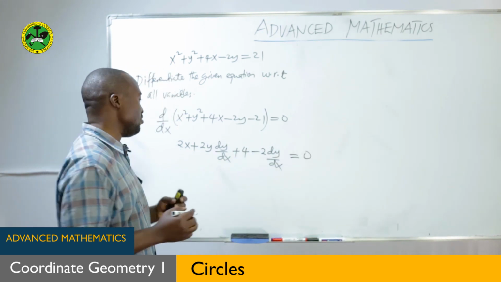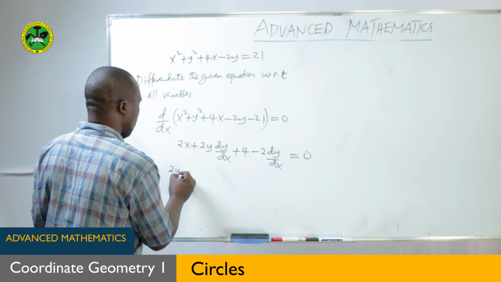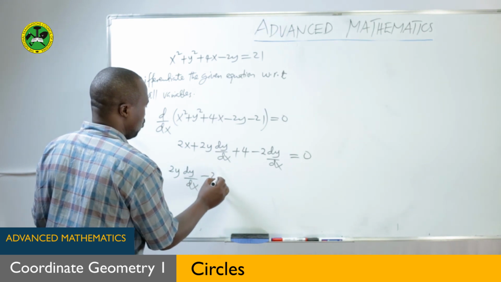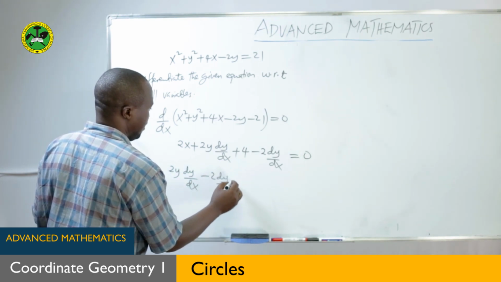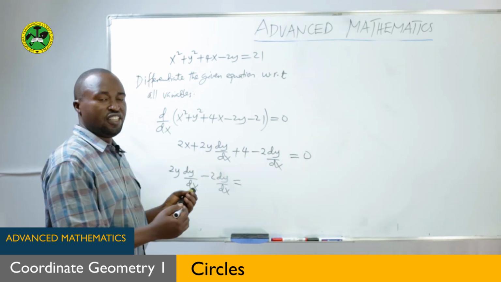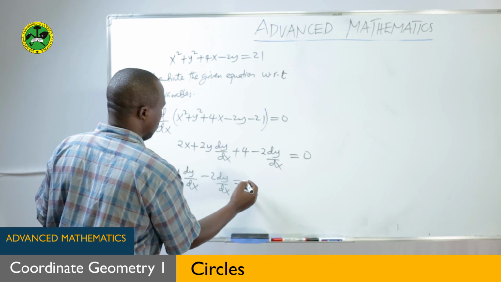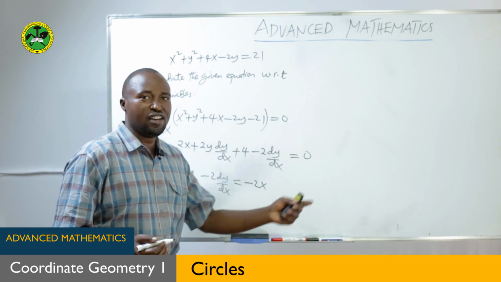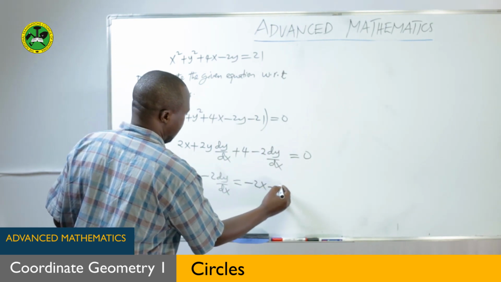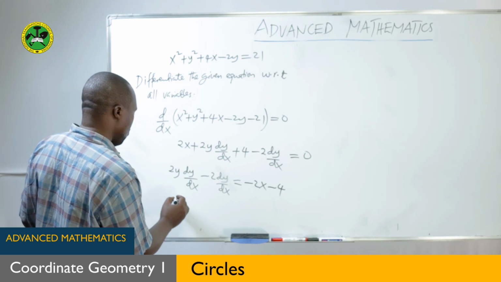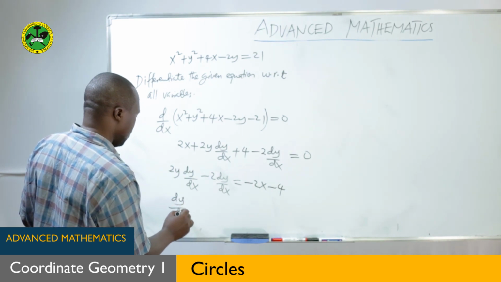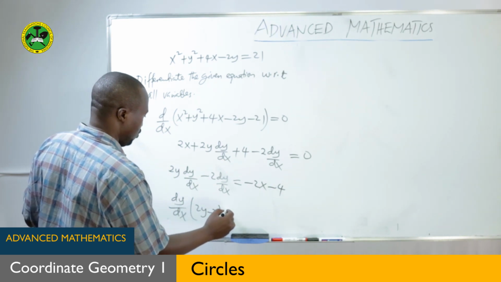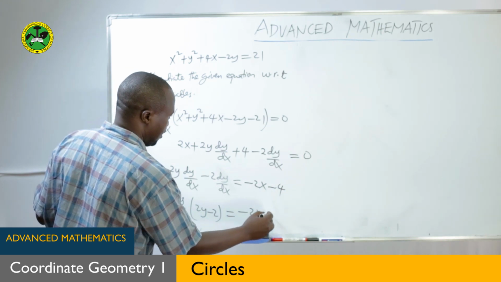So let us collect like terms. So here we have 2y dy/dx minus 2 dy/dx. This one is equal to, so shift 2x to our right hand side, we are going to have negative 2x. But again, we shift positive 4 to our right hand side, that will be minus 4. So dy/dx, that is common. So we are going to have (2y minus 2) dy/dx is equal to negative 2x minus 4.